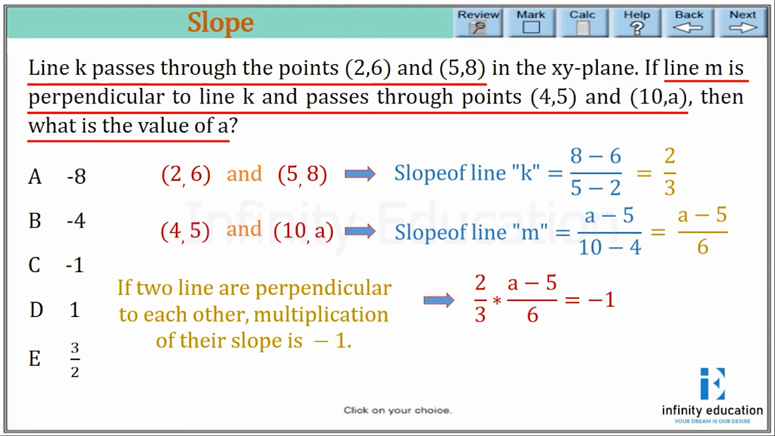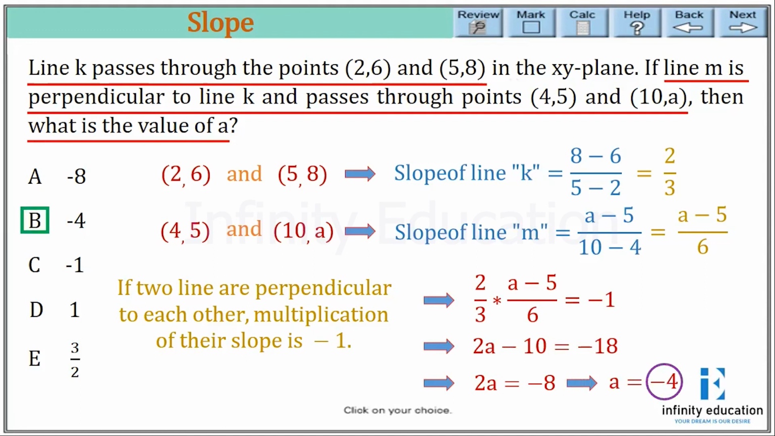Now they are asking what is the value of A. So if we simplify this equation, we have 2 times (A - 5), that is 2A - 10, equal to -1 times 6 times 3, that is -18. Now it is 2A = -8. So A = -4. So B is the answer to the question.